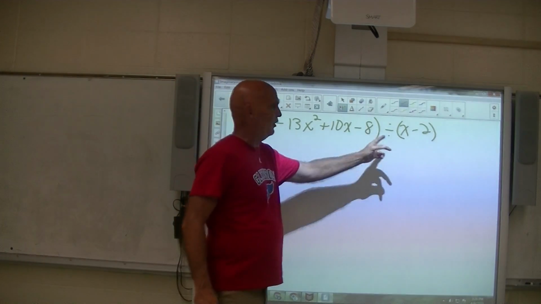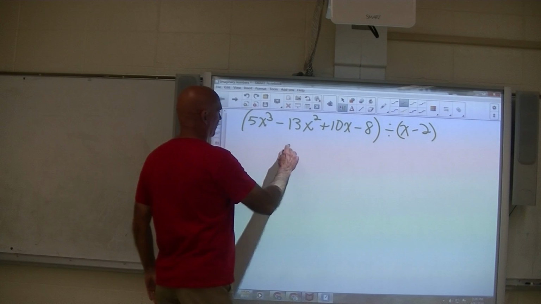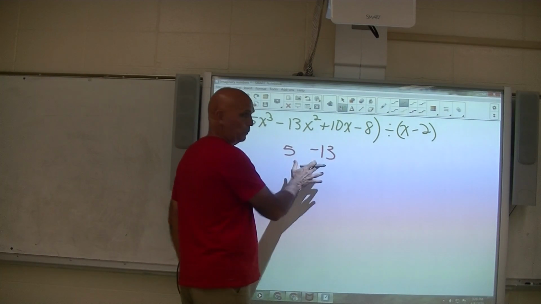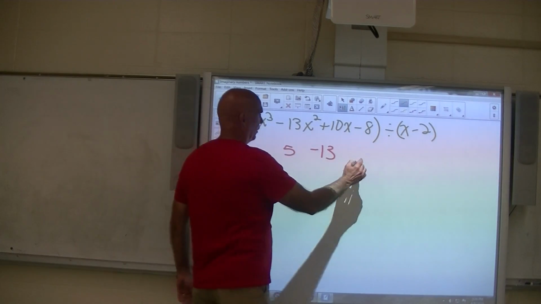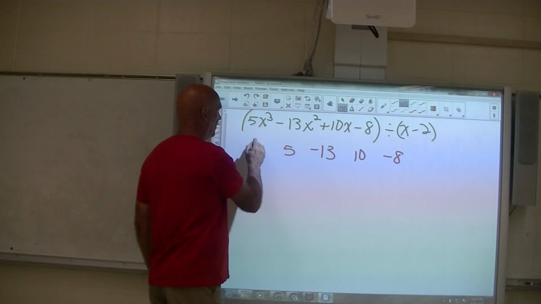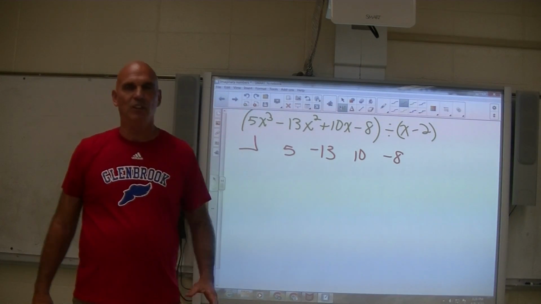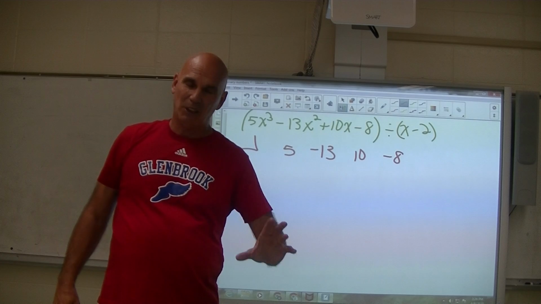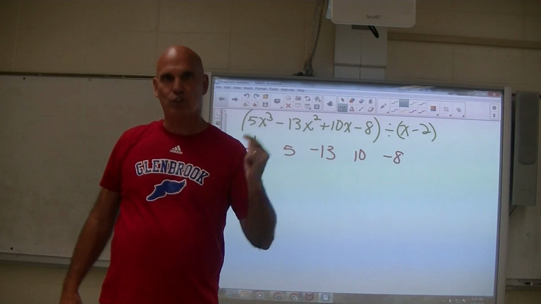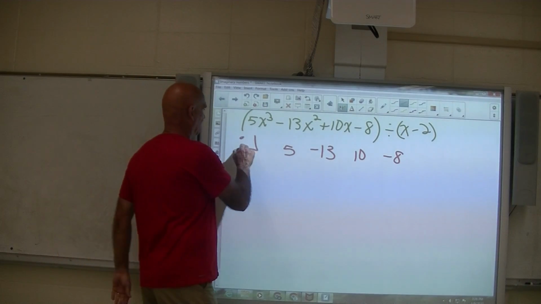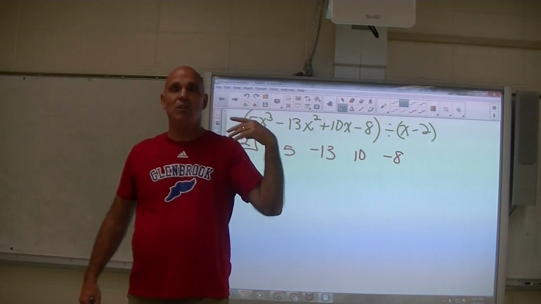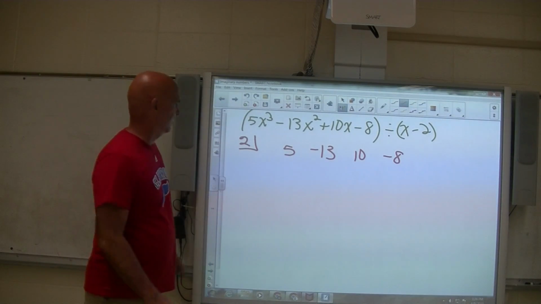So take the coefficients first and just write down the coefficients. 5x cubed minus 13x squared plus 10x minus 8. Don't forget to put the minus signs if you've got minus. All right, so write down all the coefficients of that one. And then what do you put in the box over here? If you're dividing by x plus 5, put a negative 5 in the box. If you're dividing by x minus 2, put a positive 2 in the box, okay? So think of it as the opposite of this number right here. It's x minus whatever that number is. That's what you put in the box there, okay?